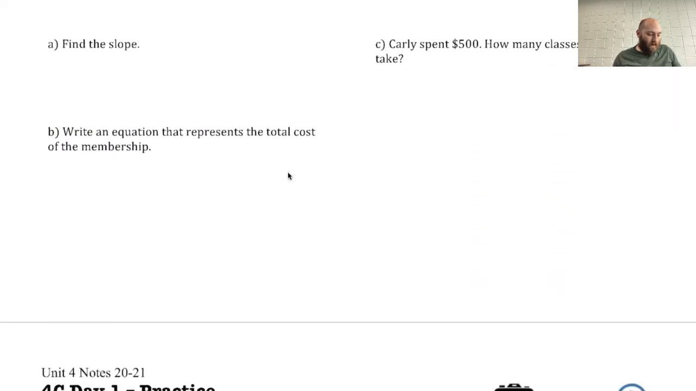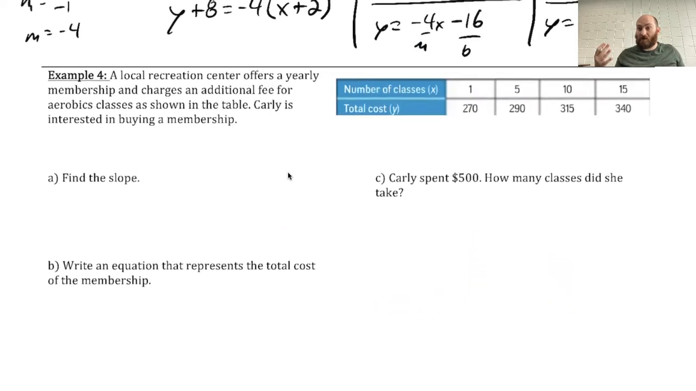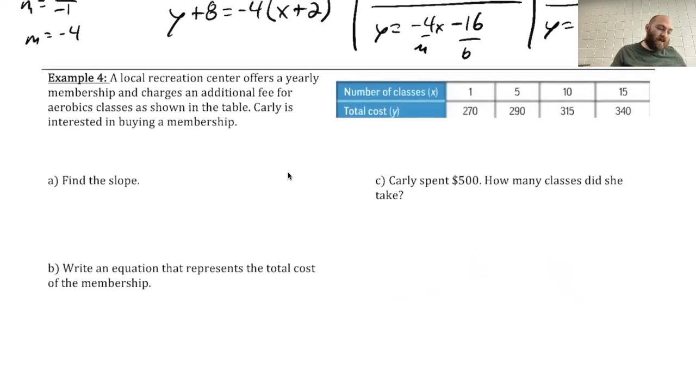Let's talk some more about this, especially with writing it in with context. A local recreation center offers a yearly membership and charges an additional fee for aerobics classes, as shown in the table. Carly is interested in buying a membership. So find the slope. Remember, slope is any 2 points.